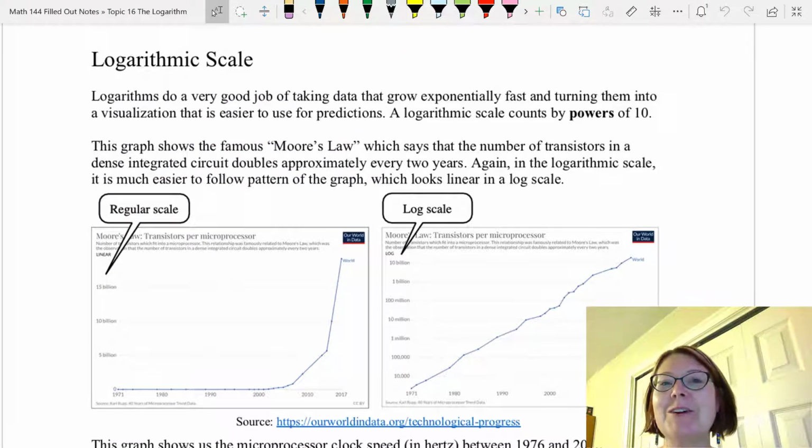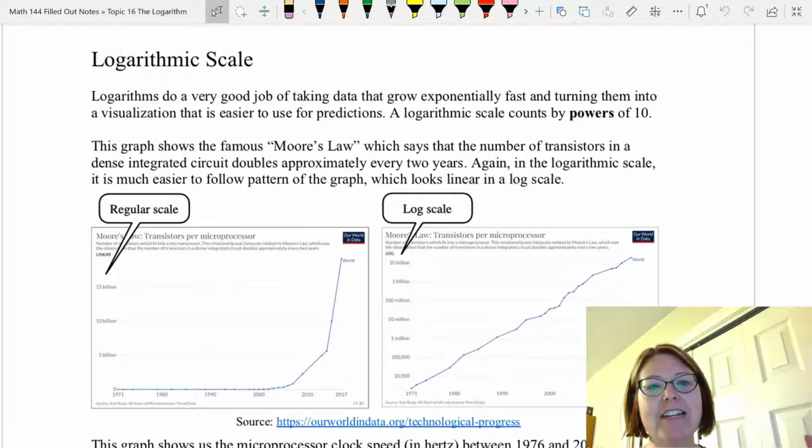In this video, I'm going to talk about logarithmic scale, which is one of my favorite things because it applies so much in the world of technology that we live in today. Logarithms do a very good job of taking data that grows exponentially fast and turning it into visualizations that are easier to use for predictions. A log scale counts by powers of 10, not intervals of 10.